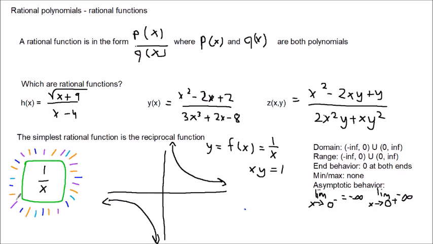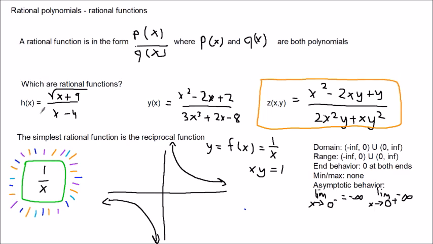Oh, sprinkle. Okay. A rational function is in the form p of x over q of x, where p of x and q of x are polynomials. Which are rational functions? I'll let you figure this out. This is a challenge right here. I'll give the answer in about a minute.